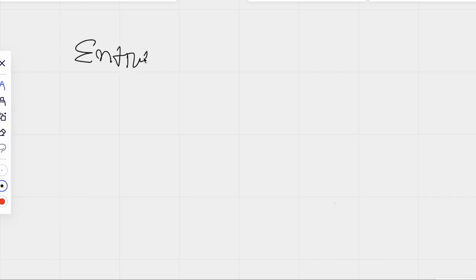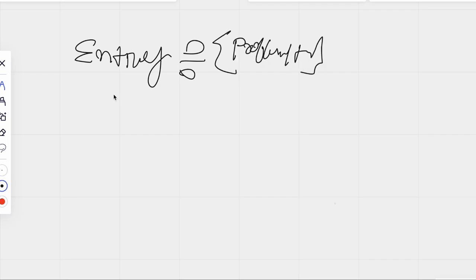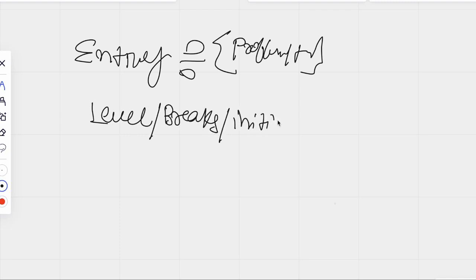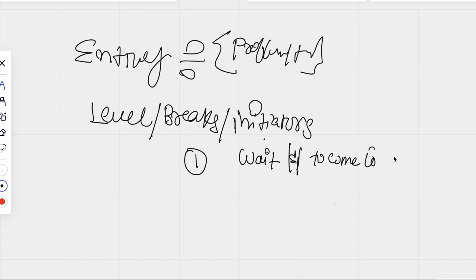This is the only entry that we'll get, and this is the way professionals take their trades. Now first thing, you have to mark the levels, mark the level breaks, and mark the initiators. After marking this, you have to wait. Now the first step, wait for the price to come to or near the initiator. Just wait.